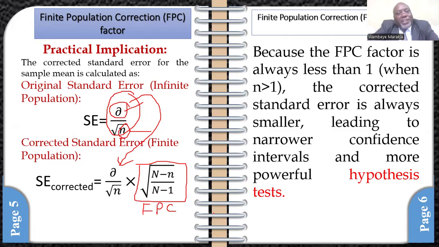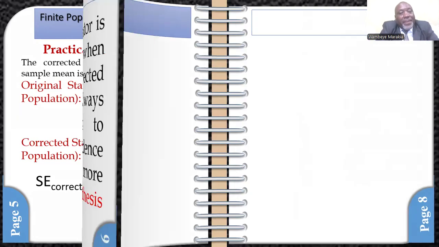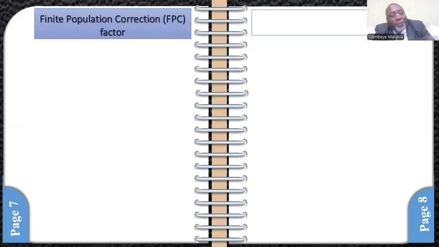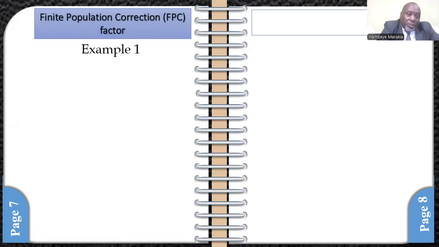Because the finite population correction factor is always less than 1 when a sample is greater than 1, the corrected standard error is always smaller, leading to a narrower confidence interval and more powerful hypothesis tests. Let's continue flipping our book so that we see some examples for calculating the finite population correction.